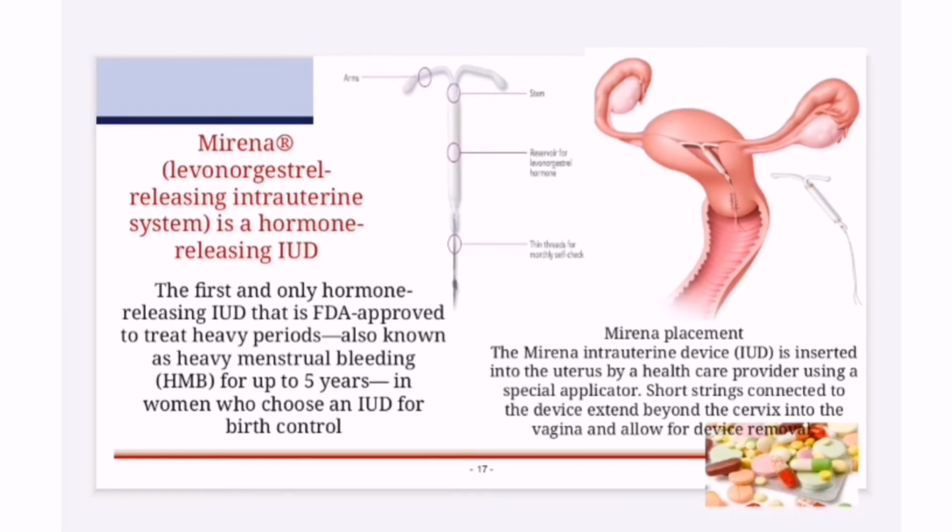Next is Mirena, the levonorgestrel-releasing intrauterine system. Mirena is an intrauterine device, the first and only hormone-releasing system for heavy menstrual bleeding and for up to 5 years in women who choose an intrauterine device for birth control. It is inserted into the uterus by a healthcare provider using a special applicator. Short strings connected to the device extend beyond the cervix into the vagina and allow for device removal.